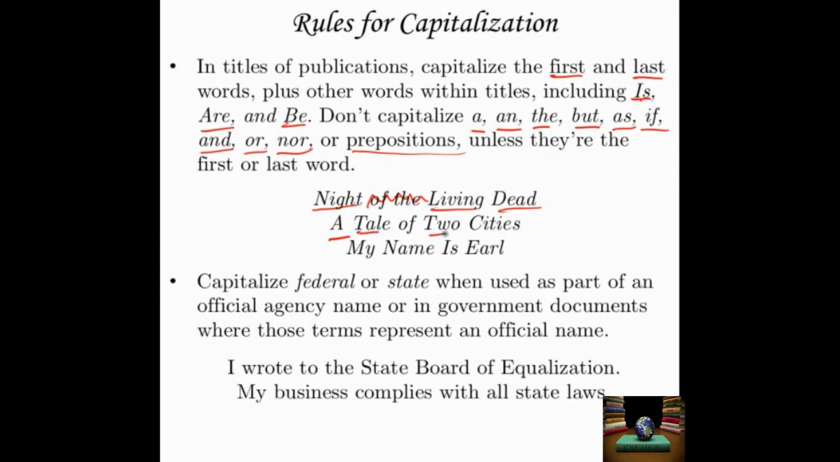Tale is important, two cities is important, of is not all that important, and it's in the middle of the title, so we don't capitalize it. If you look at the TV show My Name Is Earl, we capitalize My because it's the first word, Name and Earl because they're important, and Is because it's the main verb, and it tends to be far more important than its length would suggest.